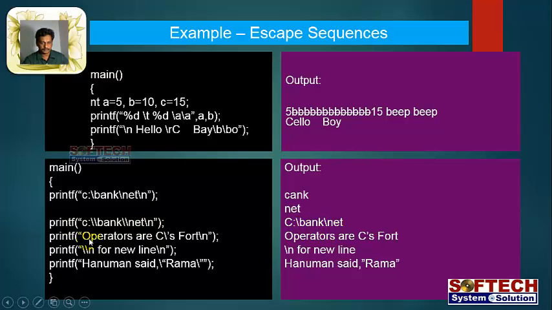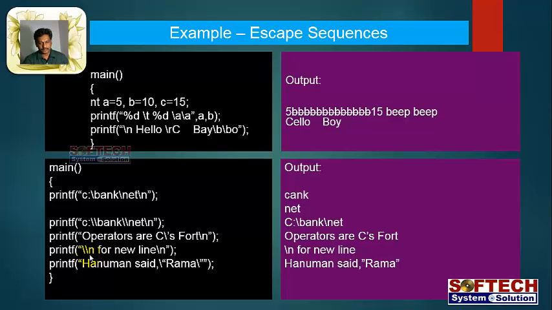Next, \' is for single quote. If we want a single quote, we use \'. This is an escape sequence. \' is an escape sequence to display the single quote. So it displays only the single quote. That is the output.